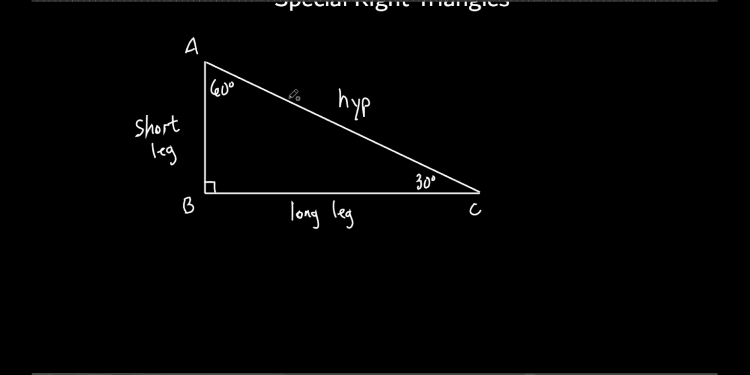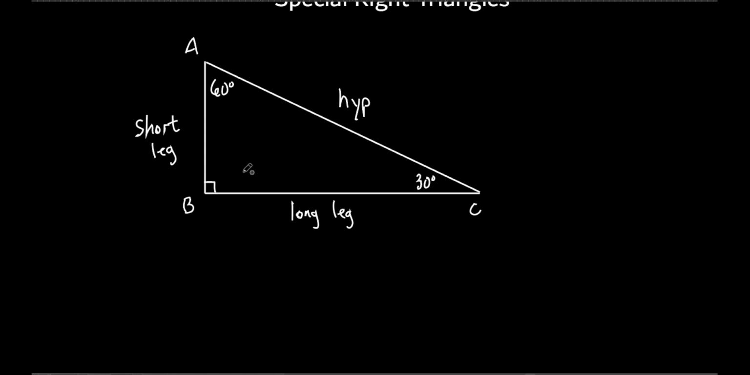Do you remember when we did the 45, 45, 90? You only had one leg, right? Well, you had two legs on a 45, 45, 90 triangle, but what's true about both legs? They're the same. They're equal to each other, okay? So you didn't just have one leg, but you just called it the leg. It didn't matter which one, but it does matter which one here. It matters if it's the short one or the long one.